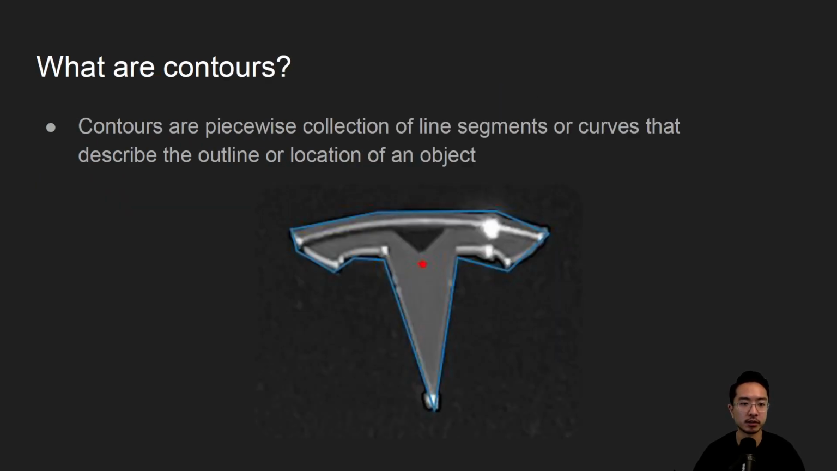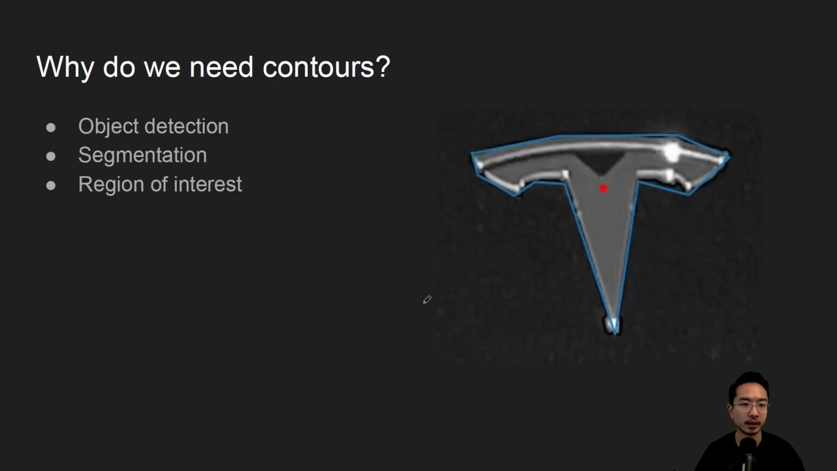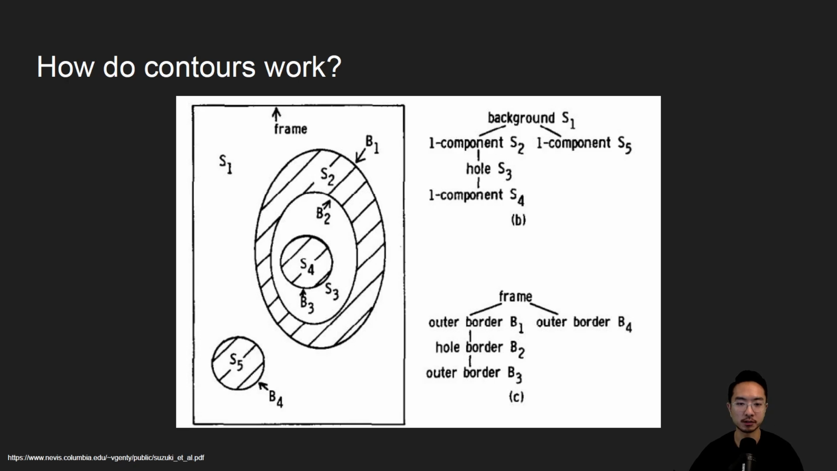Okay, so what are contours? A contour could be defined as a piecewise collection of line segments or curves that describe the outline or location of an object. So in this example here, you can see this contour is described by a bunch of line segments. So that's an example of a contour. And why do we need contours? There are different applications. Some things could include object detection, segmentation, or even just describing a region that you're interested in.